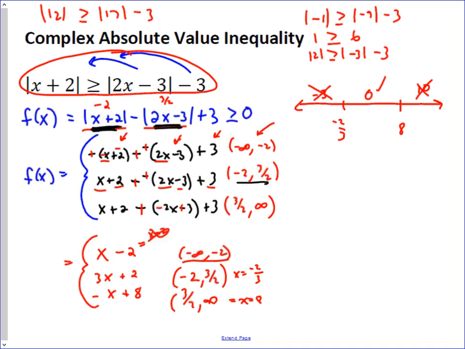So the solution here is -2/3 to 8, and it is equal to, because this is an or-equal-to problem. And so yes, it is true on the boundaries. At -2/3, it makes it equal, and at 8, it makes it equal, and then anything in between. So the solution to this problem is all the values for x between -2/3 and 8.